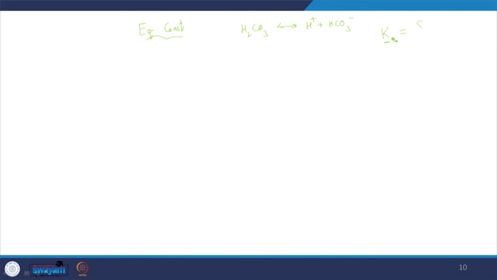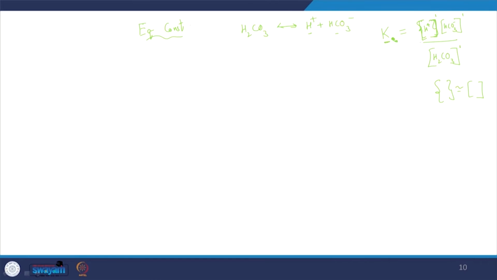Capital K is nothing but the activity, or let me not call it activity now, the concentration of the products. As you can see, the products are H plus and HCO3 minus raised to their stoichiometric coefficients, which here are 1 for H plus and 1 for HCO3 minus, divided by the concentrations, or activities rather, which we are assuming to be concentrations here. This is key, we will talk about that later. It has to be the activity divided by the activity of the reactants raised to their stoichiometric coefficients.